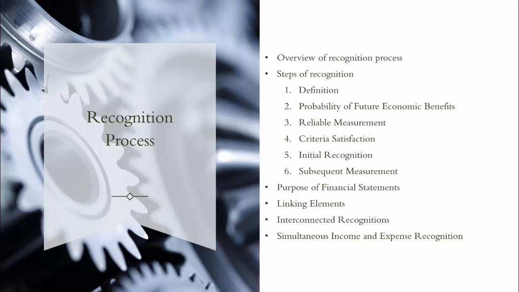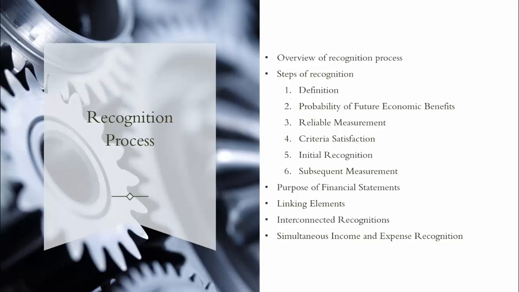2. Probability of future economic benefits. See if it's likely that the item will bring in or cost the business money in the future. Example, for an asset, this means it will likely help the business make money. For a liability, this means the business will probably have to pay money. 3. Reliable measurement. Make sure you can accurately figure out how much the item is worth.